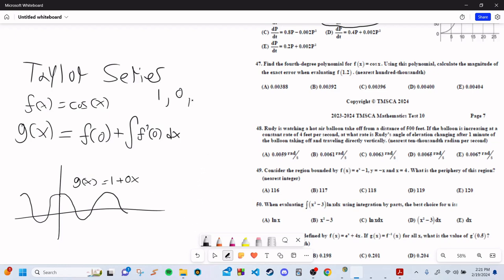But let's get more specific. What if I get the second integral of the second derivative at 0? Well, I know what the second derivative is. It's negative 1. I can calculate that using my calculator. And so that's going to be adding negative 1 over, it's going to come out to, over 2 factorial.